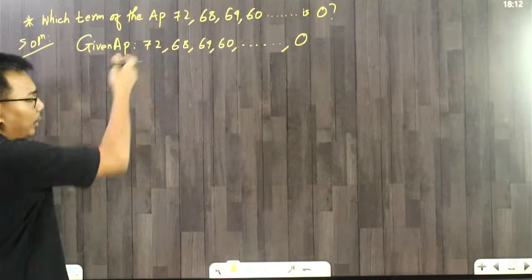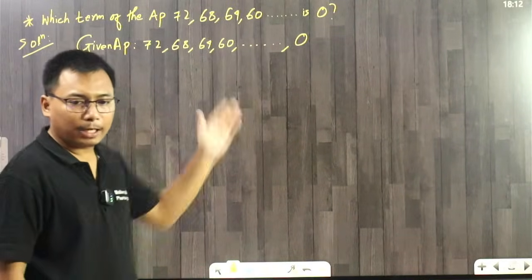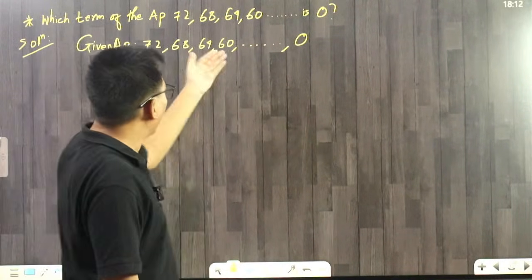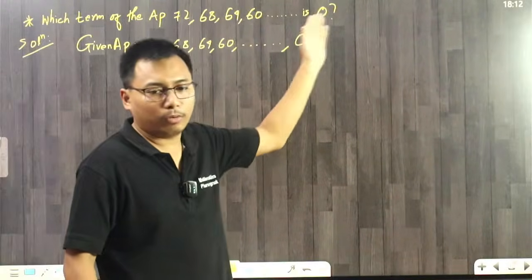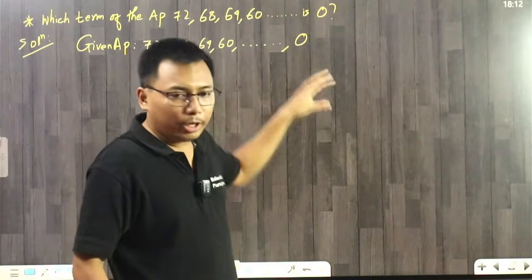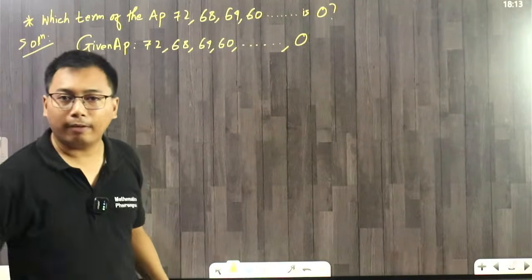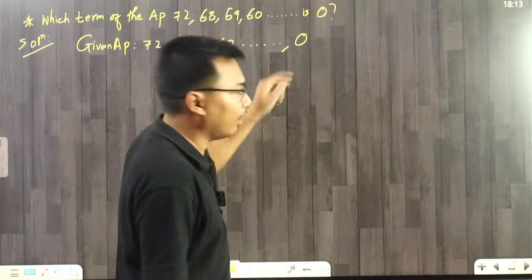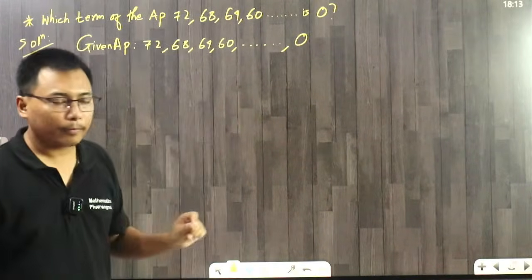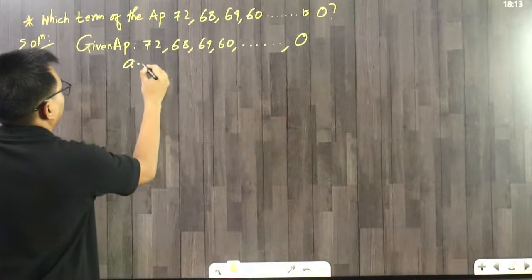For example, 72 is first term, 68 is second term here, 64 is third term here, 60 is fourth term here. So first term, second term, third term, fourth term, fifth term, sixth term, seventh term, and so on. When we reach 0, 0 is which number term? Which means we have to find the value of n, because n is the number of terms. So since here the last term is 0, how do we represent last term? An, right?